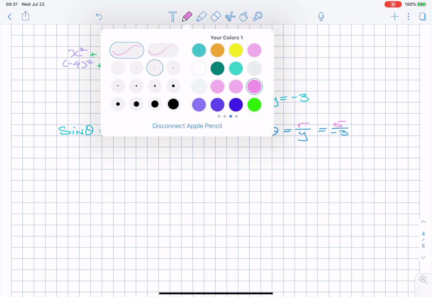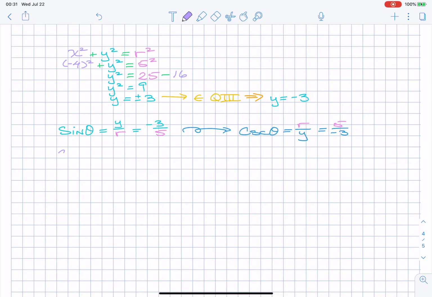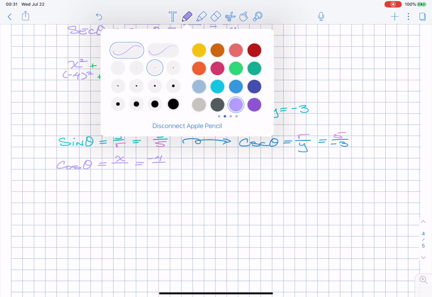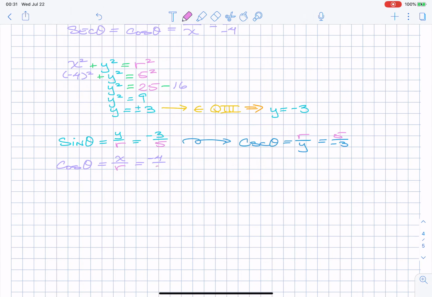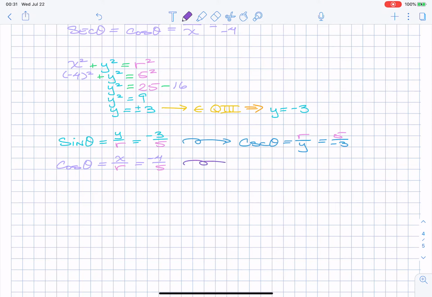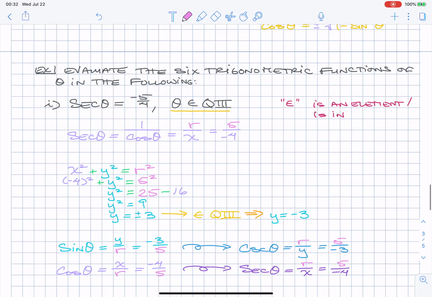Okay, where was I? Let's go cosine. Cosine of theta is x over r. X we were given as -4, and r we were given as 5. So right away, the reciprocal function, secant, and if we've done everything right, it should be what we were given. Secant, of course, is r over x. So we should get -5/4, and that is exactly what we were given.